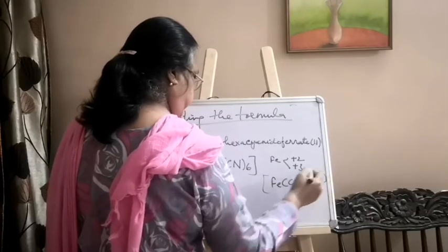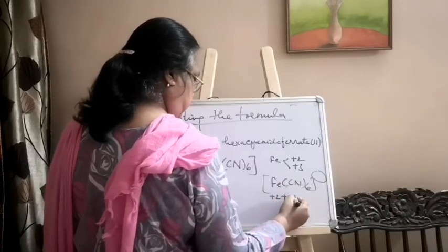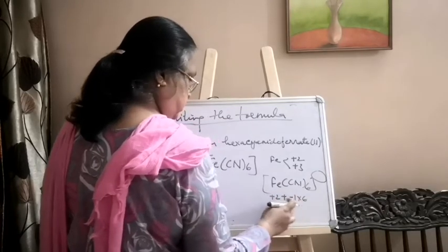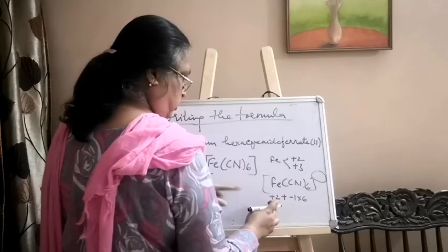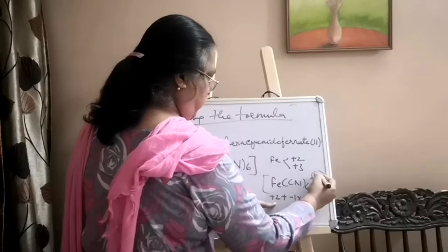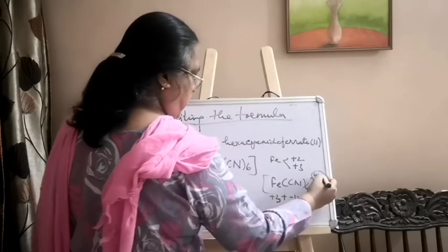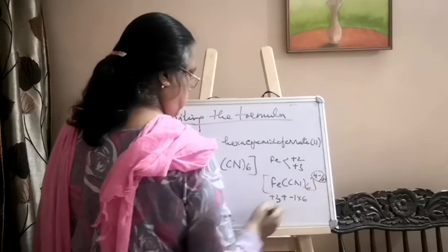Now what charge will you put here? Fe: if you take +2 plus 1 into -6, it is -6, so that is your 4. So the difference is 4 minus 4, so here you will have 4 negative. If you start with 3, it will be -3, 3 minus.